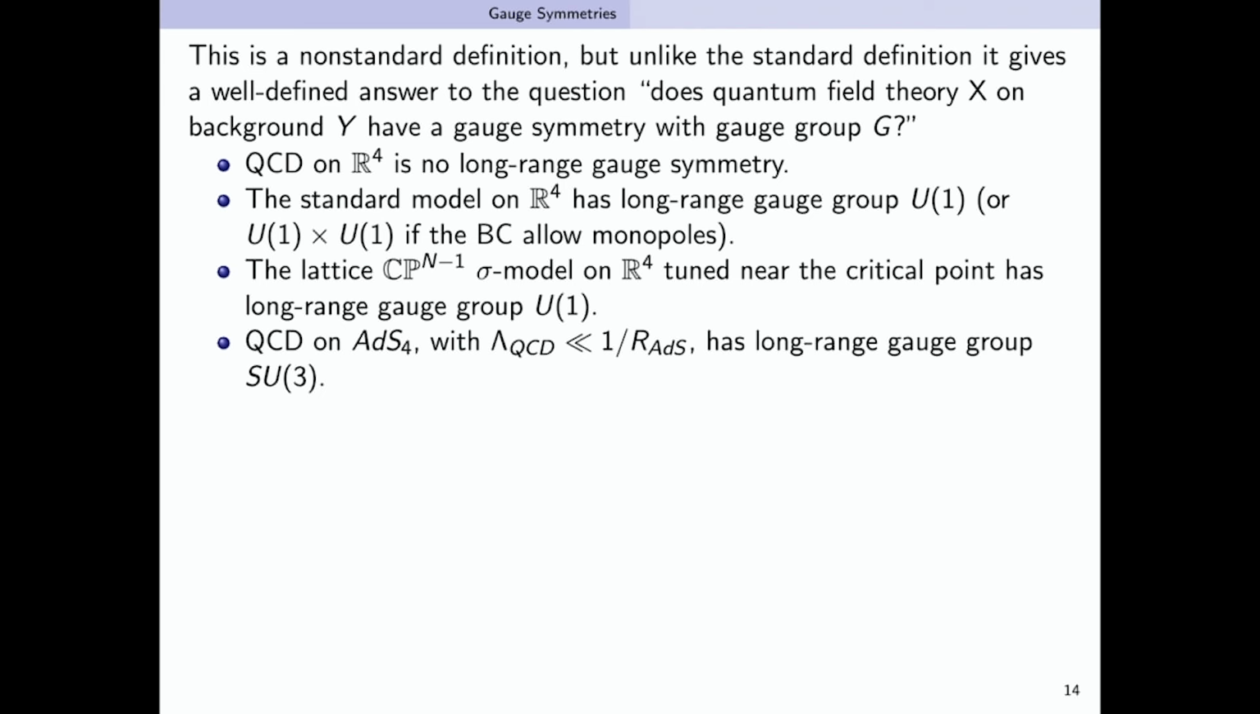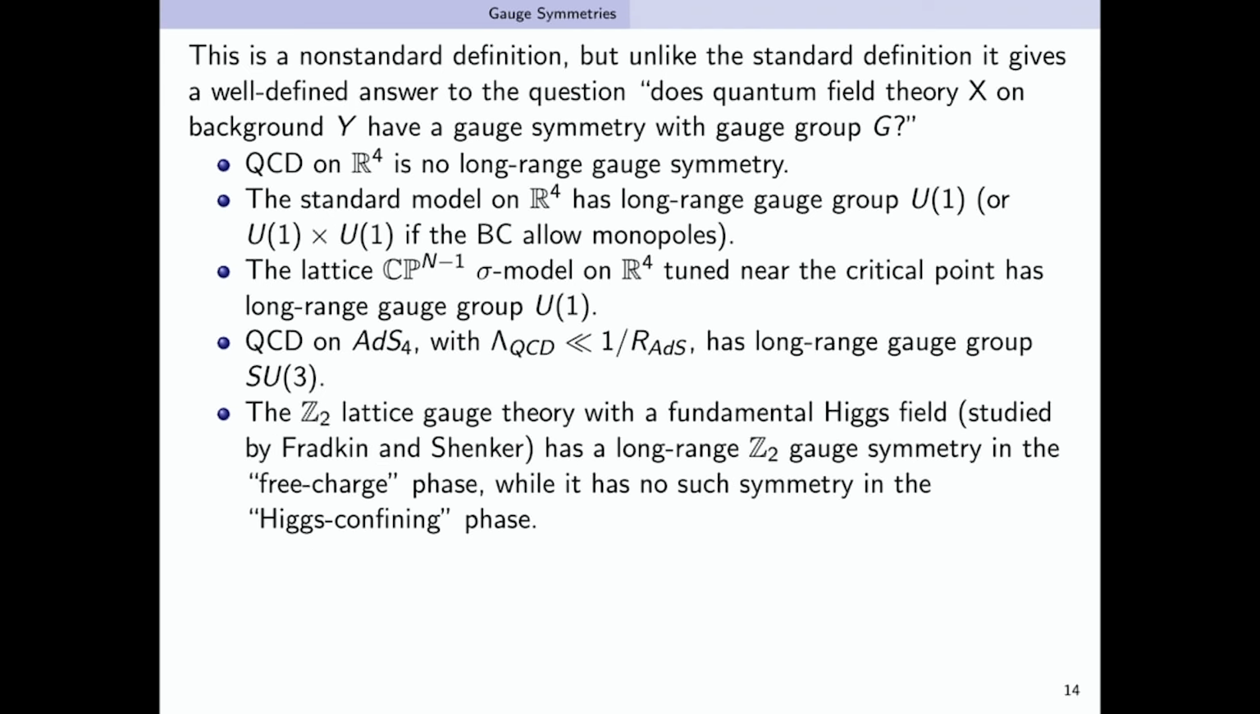And then there's actually a phase transition as you vary this parameter, even in the presence of dynamical quarks, which I always thought is interesting, because usually people say it's a crossover, but here it's still a sharp transition. Another example is the Z2 lattice gauge theory with the fundamental Higgs field studied by Fradkin and Shenker, which has a long-range Z2 gauge symmetry in the free charge phase, but no symmetry in the Higgs phase. Tom did the U1 version of this. And then in a compact space, you never have a long-range gauge symmetry.